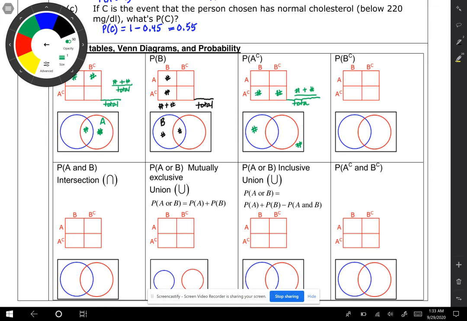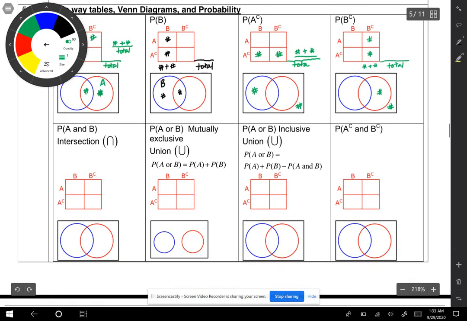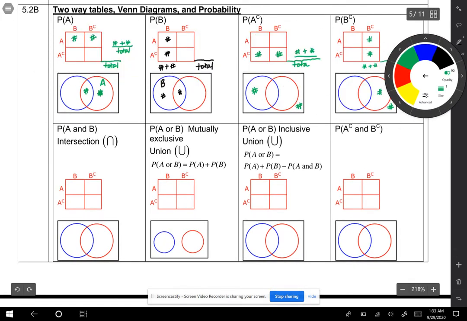All right, the next one, the probability that it's not B would be right here and right there. So not B would be this one, because it's neither A nor B, and that one. And the total. When I teach this in Algebra 2, I really teach them with the two-way table because it really makes sense. Okay, next, now we're going to introduce some symbols from Algebra 2.